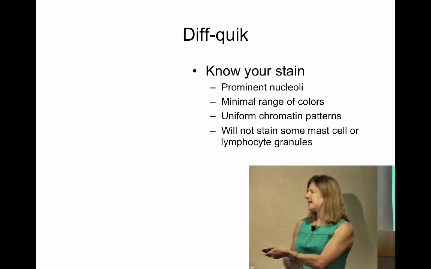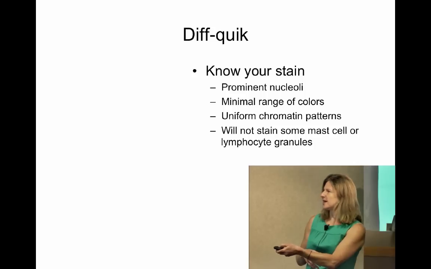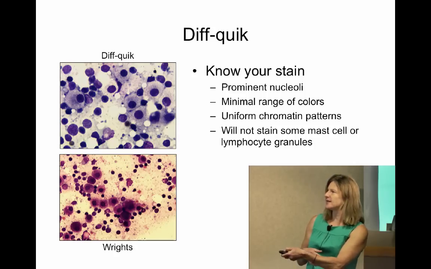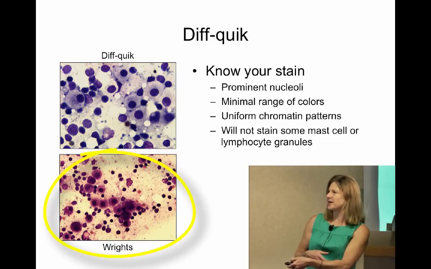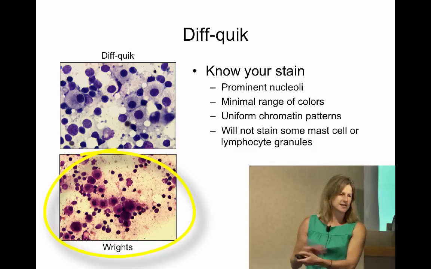So again, know your stain, and I guess this is a Diff-quik stain, and this is our Wright stain. This is a round cell tumor, because they're discrete individualized cells. They've got nice round nuclei, and they look like fried eggs. And when we put our stain on it, the mast cell granules lit up.